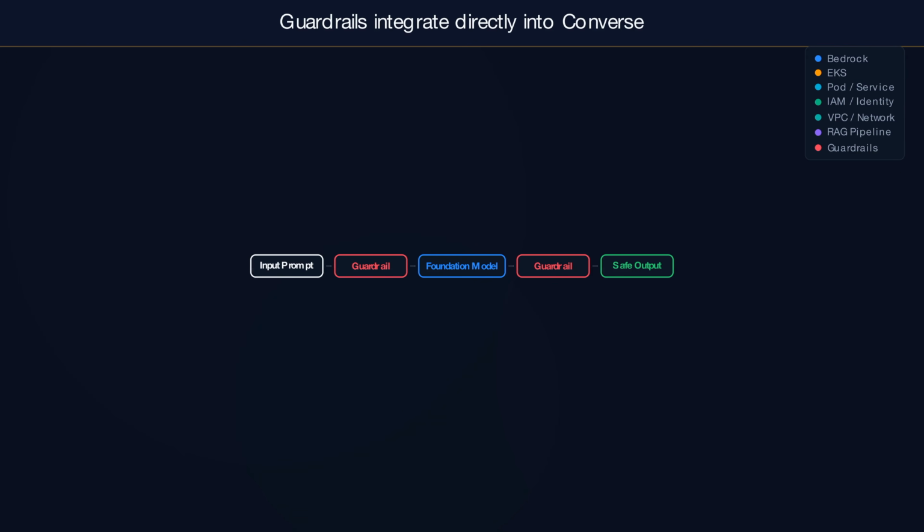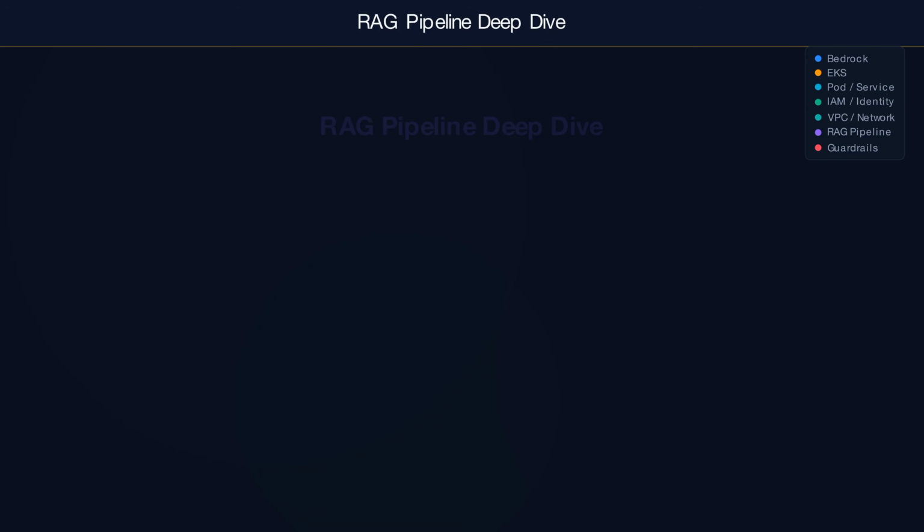And here is a powerful feature. Guardrails integrate directly into Converse. You pass a guardrail configuration with your API call, including the guardrail ID and version, and Bedrock automatically filters both the input prompt and the output response. With Converse Stream, you can even choose whether guardrail assessment happens synchronously, blocking until assessment completes, or asynchronously, streaming chunks immediately while guardrails evaluate in parallel.